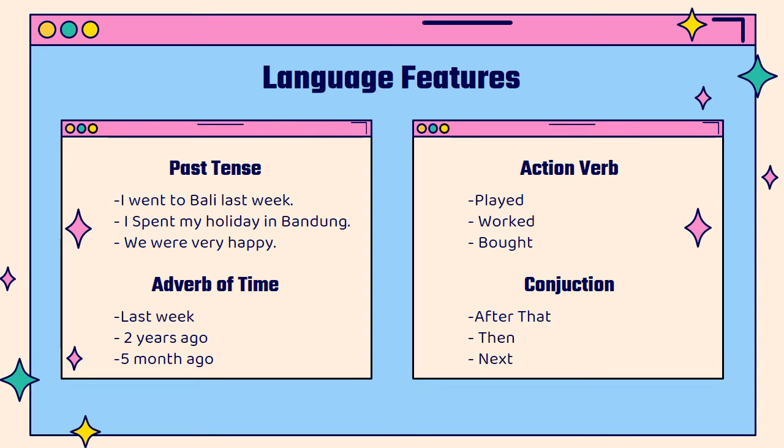Language features of recount text. Number one is past tense. The example is, I went to Bali last week, and then I spent my holiday in Bandung, and then we were very happy. Number two is adverb of time. It's like last week, 2 years ago, 5 months ago, and etc. Number three is action verb. It's like played, work, and book. And number four is conjunction. The example is after that, then, and next.